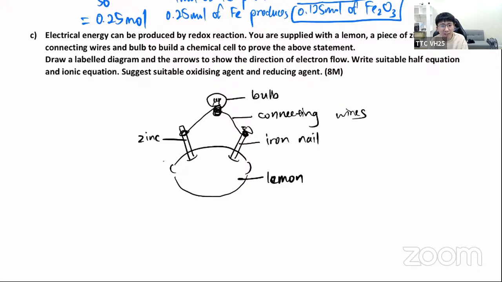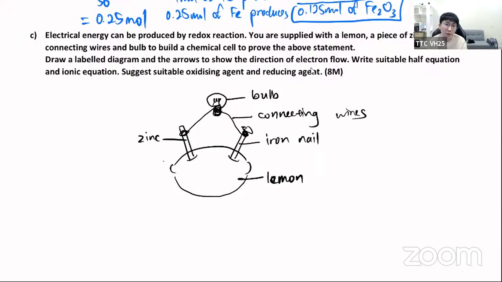If I flip the zinc and iron nail, can. Doesn't matter, because if you flip, it's basically just a different flow of electron. Okay, and then they say draw the arrow to show the direction of electron flow. So basically, guys, how does electron flow? Zinc to iron nail or iron nail to zinc. So this one actually very simple.